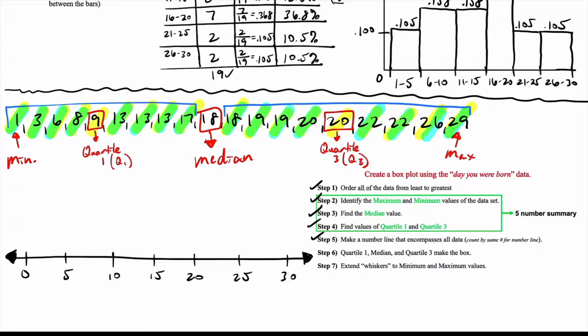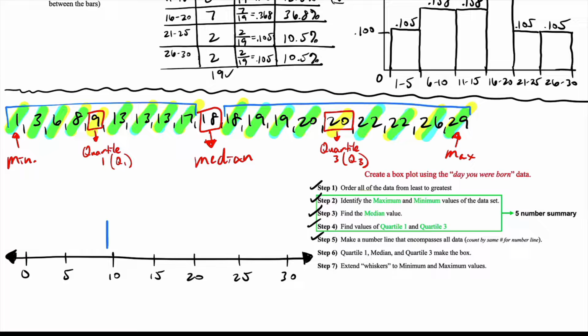Step 6. Now we're going to make the box. So we start with quartile 1. Quartile 1 is at 9. So at 9, I'm going to make a line. It's going to look like this. 9 is a little bit less than 10, so I'm going to draw a line just like that.